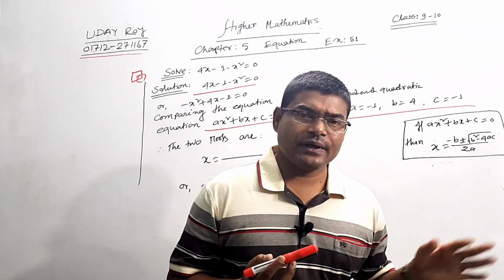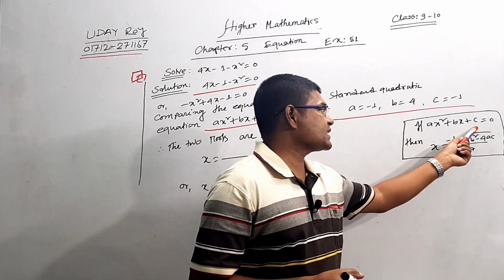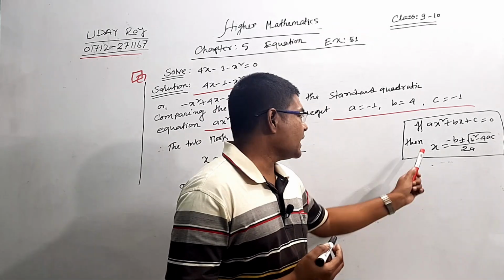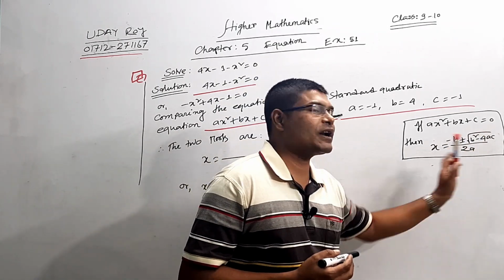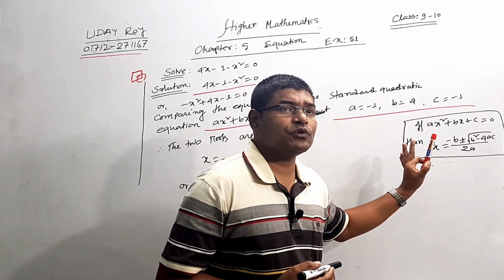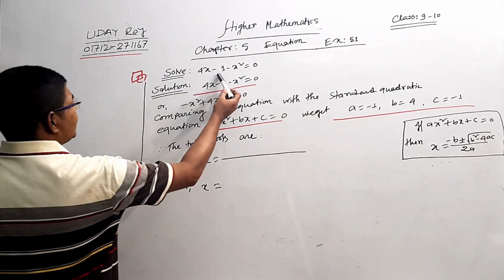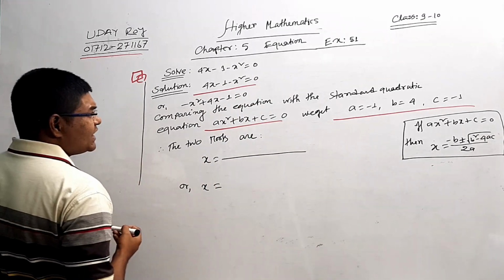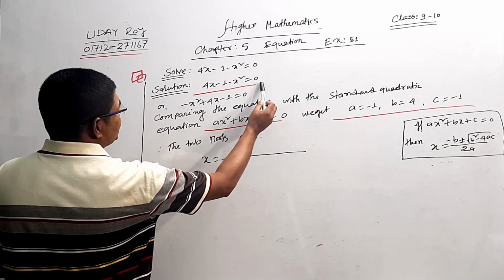We will have to solve using the quadratic formula. If ax square plus bx plus c equal to 0, we know x equal to minus b plus minus square root of b square minus 4ac divided by twice a. Using these rules, we have to solve the equation. Here the equation is 4x minus 1 minus x square equal to 0. At first you have to write the equation 4x minus 1 minus x square equal to 0.